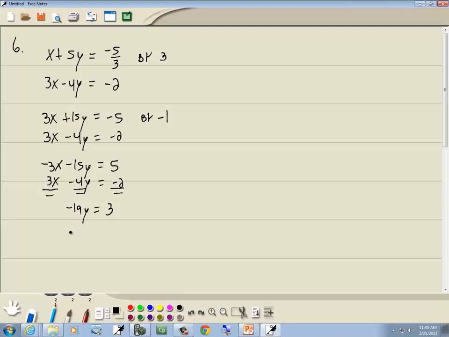Now we want to divide both sides by negative 19, trying to get y by itself. And we get y. Those negative 19s cancel. We get y is equal to negative 3 over 19.